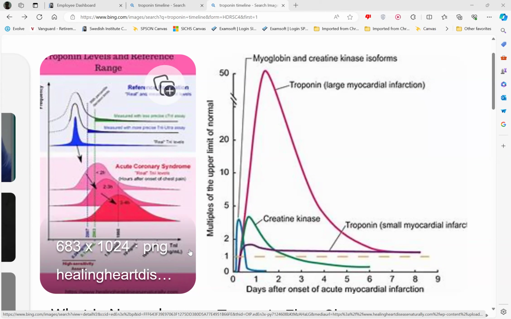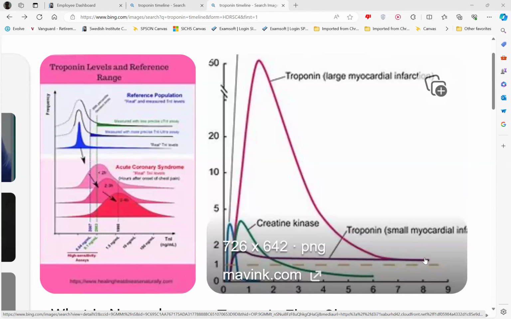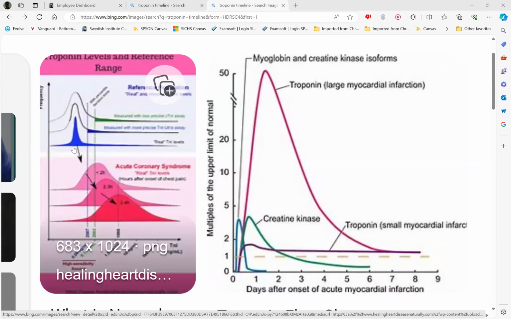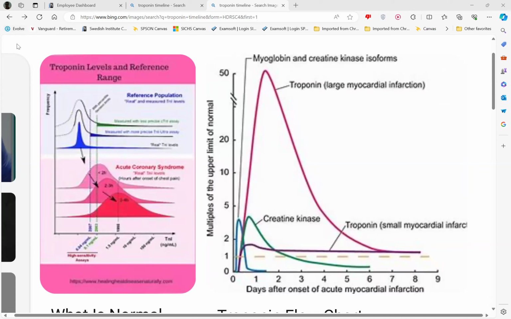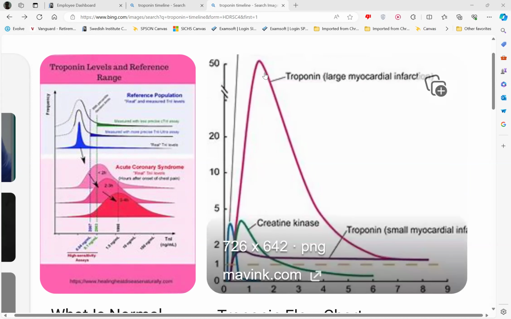But look at troponin. It stays elevated even up to how long? Days. Almost over a week. It stays elevated. So which one is more reliable? The troponin will be more reliable. Now, the significance here, of course, is the peak.